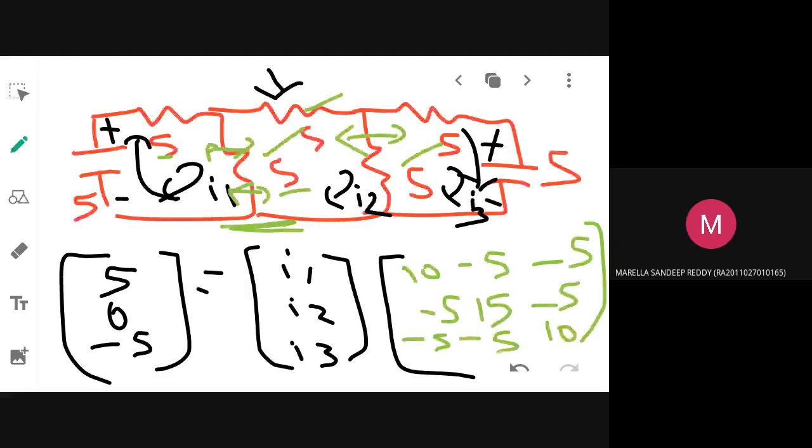Next class we will discuss the other Kirchhoff's law. What is the other Kirchhoff's law? This is Kirchhoff's voltage law, mesh analysis. The other is Kirchhoff's current law, and the corresponding analysis is called nodal analysis. That we'll discuss in our next class.